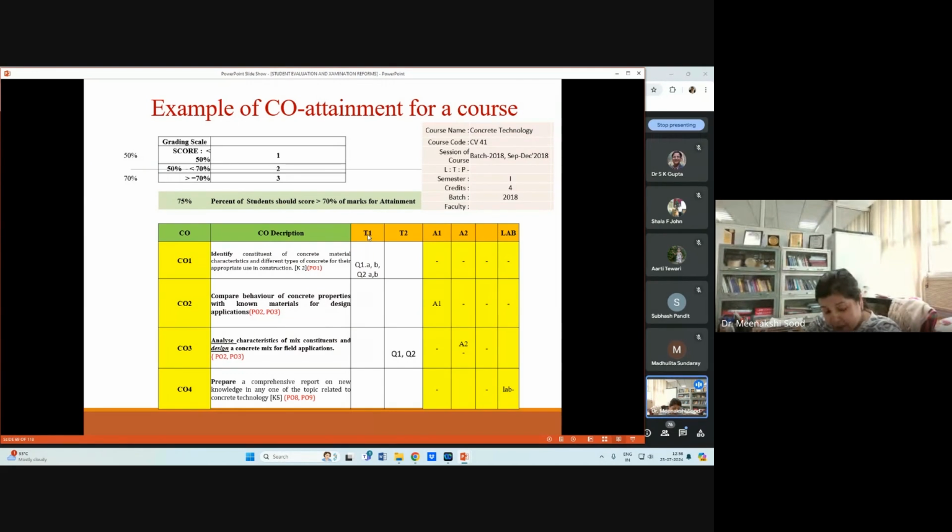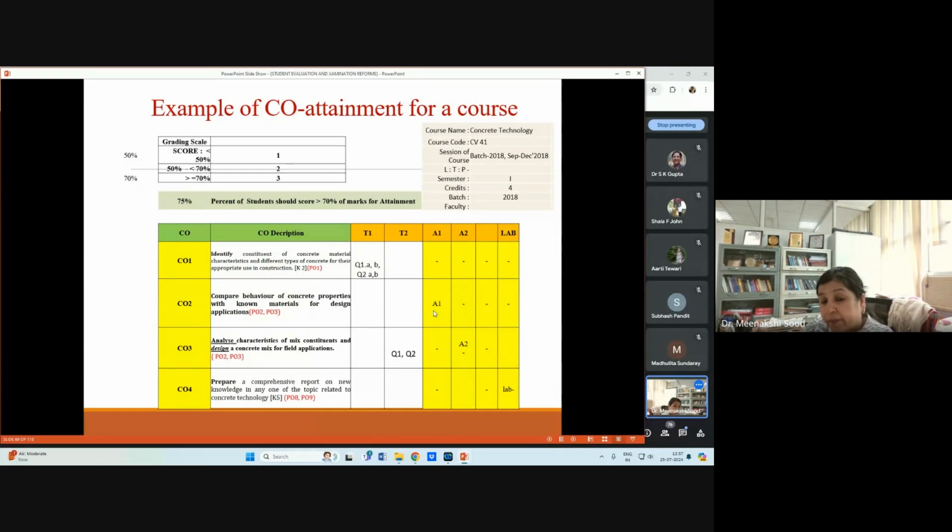So first, the evaluation of the first learning outcome, the course outcome, will be done through the mid semester exam, in which I'll be asking two questions of two parts, and they will be the tool to evaluate. Similarly, I want to assess whether the student is able to compare the behavior of the properties of the design applications. For this, what tool am I going to use?